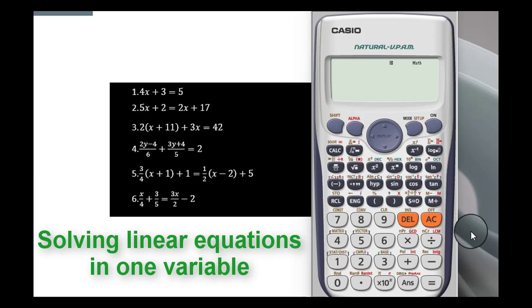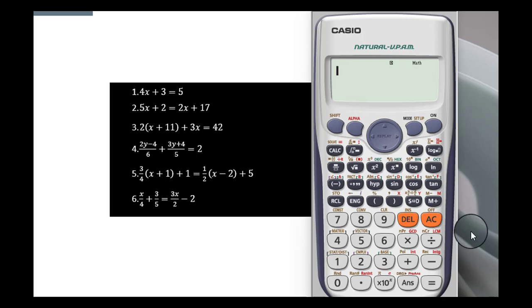In this discussion, we shall be looking at how to use our Casio FX991 ES plus or ES to solve linear equations. In our last discussion, we looked at the shift and the alpha keys and of course the various modes of the calculator. If you haven't looked at that, make sure you click at the videos at the top to go and have a quick look at them.